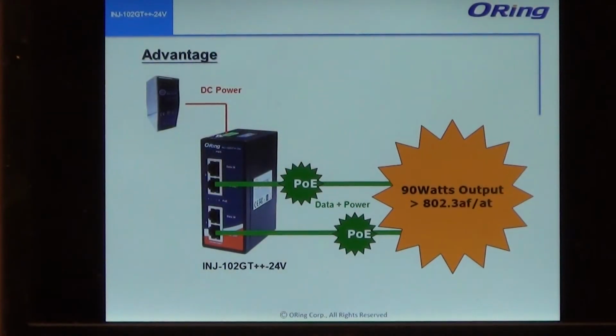This diagram shows the advantage of the INJ102 injector. As you can see, this model can be used to combine the DC power input and the data to form one single output in the PoE port. And there are totally 2 PoE output ports supported in this model, and the 2 PoE ports can support up to totally 90 watt of power output.